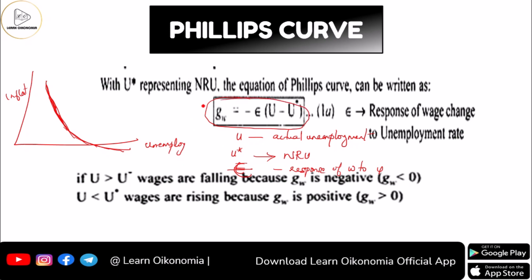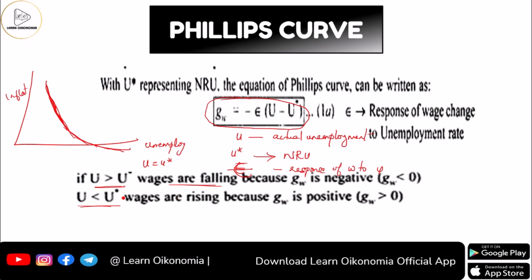And for the very same reason, having said all these things, we can have the Phillips curve equation, which would be GW is equal to minus epsilon (U minus U star). That shows U will not be equal to U star forever. Sometimes U would be greater than U star, or else U can be lesser than U star. If at all U is more than U star, it shows a fall in wages. Wages would be falling here, and for the very same reason, our GW would be a value that is less than 0, or it would be a value that would be negative.